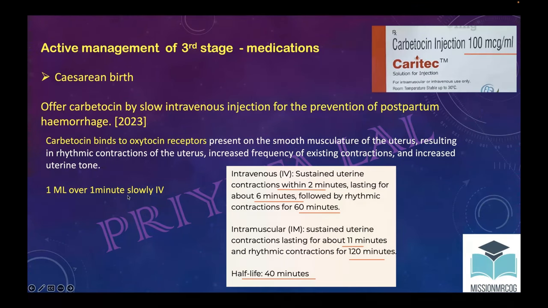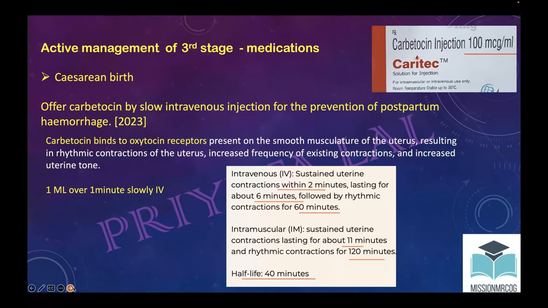Now, these few things you should just know. When carbetocin is given IV, there is sustained uterine contraction within 2 minutes, lasting for 6 minutes, followed by rhythmic contractions for 60 minutes. Carbetocin is also given IM. If given IM, then sustained contraction for 11 minutes, and rhythmic contractions for 2 hours, that is 120 minutes. And the half-life of carbetocin is 40 minutes. Okay, maybe in part 2 they ask you some questions, so you should know a little bit about carbetocin.